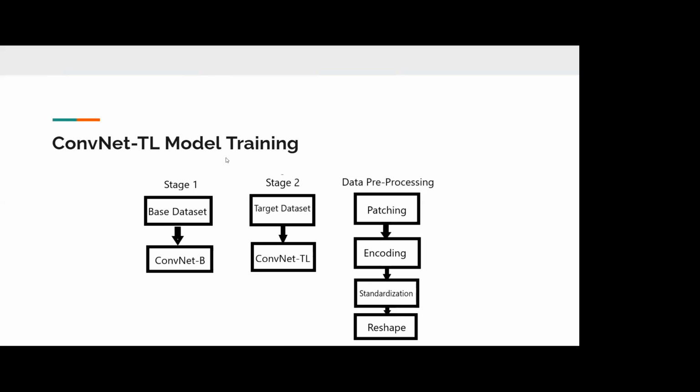So in the first stage of the ConvNet B, it uses the basic knowledge of network intrusions for training. Then it asks the ConvNet T, and then it creates the ConvNet TL stage. And here it trains the newer layers for the target data set. Then it handles the data pre-processing stages, where any missing values that are found are patched, encoded, standardized, and reshaped into a recognizable format so it can handle the data later.